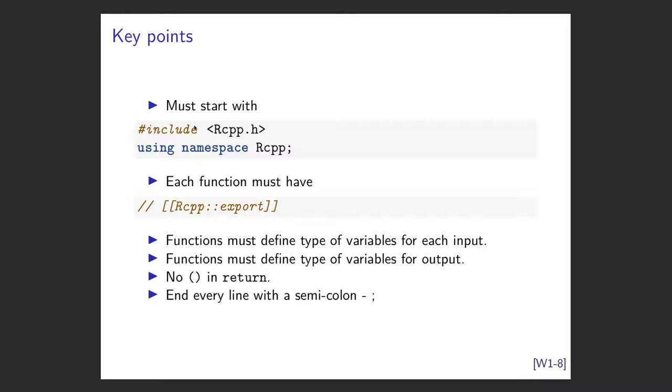Question. Yes? Does it matter where you put the Rcpp export? You have to have it just before every function. You can have more than one function in a file, but you'll only be able to get from R the one. C++ will be able to see other functions, which might be, say, hypothetically useful for something you might do in an assignment at some point in the future. But if you want R to be able to see it, you need a single export just before every function. Functions must define the type of variables for each input. They must define the type of variables for output. There are no brackets in return, and every line ends with a semicolon.